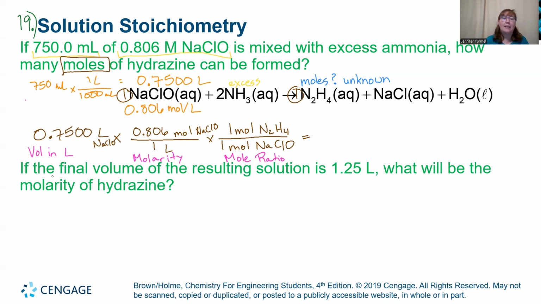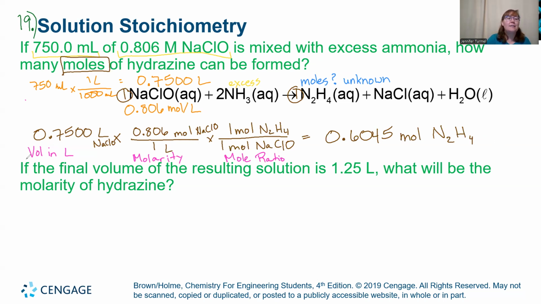And this gives us an answer of, we have four significant figures, actually only three significant figures. But since we're continuing on, usually what I will do is go one extra sig fig at the beginning of the problem to make sure that my final answer is a little bit more accurate. So we have 0.6045 moles of my hydrazine, N2H4.